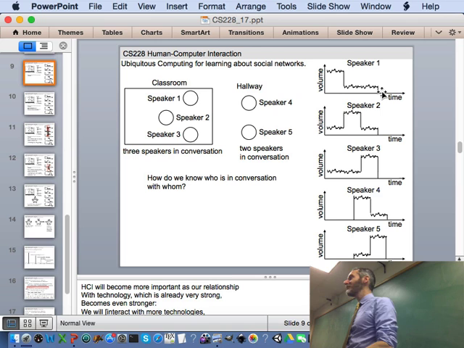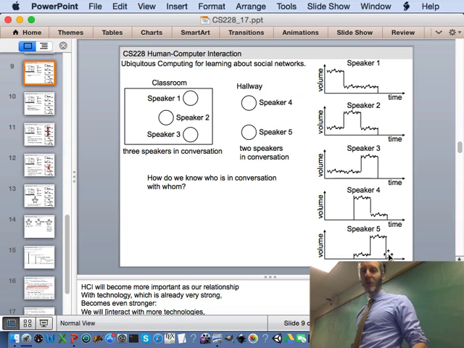Okay, so that's the conversations. That's the physical context about what's going on. Here's the raw data that we have. How do we actually go from this data to inferring this picture? That at this point in time, or during this short time sequence here, these three people were talking and these two people were talking amongst themselves. Tricky, right?